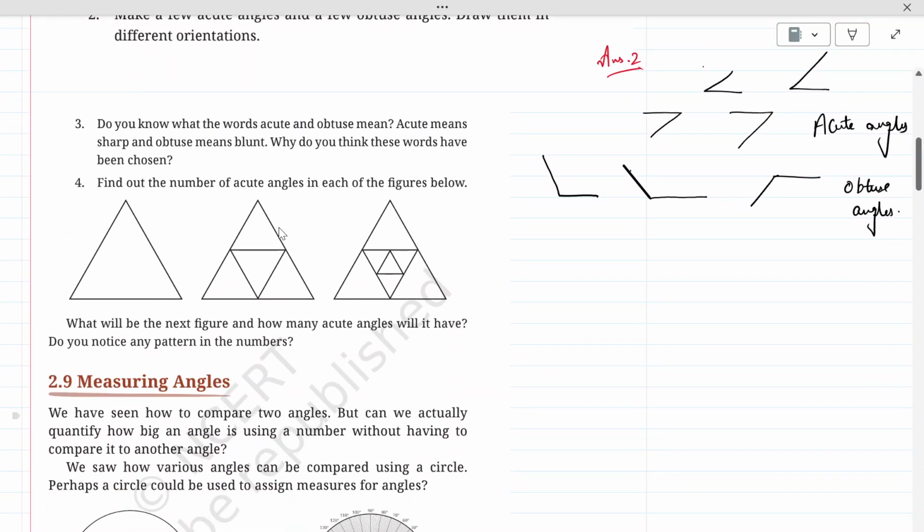The next question we have is answer number 4. I'm writing here: find out the number of acute angles in this figure. So kids, let us try to do it in the figure itself. So this is our figure 1. We can see this angle. If I draw a right angle here, this is right.